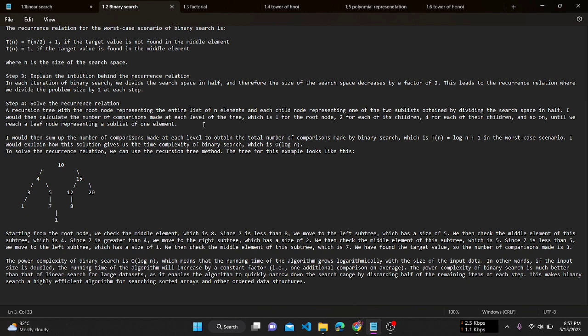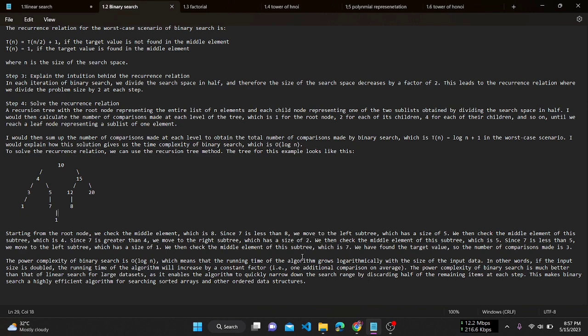Starting from the root node, we check the middle element, which is 8. Since 7 is less than 8, we move to the left subtree, which has the size of 5. We then check the middle element of this subtree, which is 4. Since 7 is greater than 4, we move to the right subtree, which has the size of 2. We then check the middle element of the subtree, which is 5.